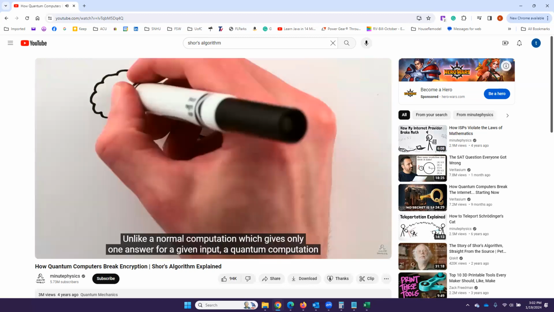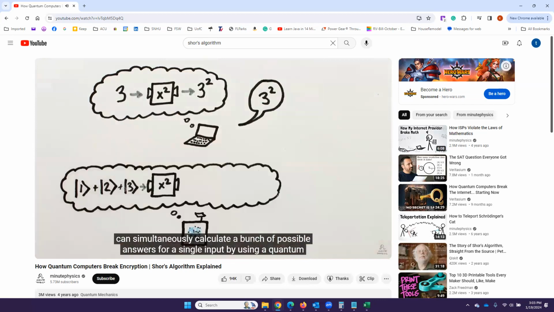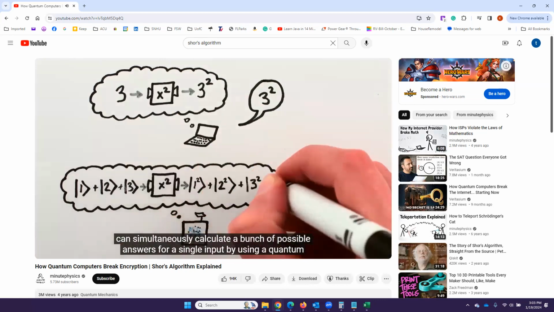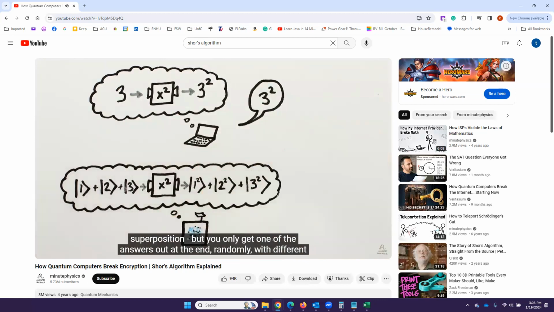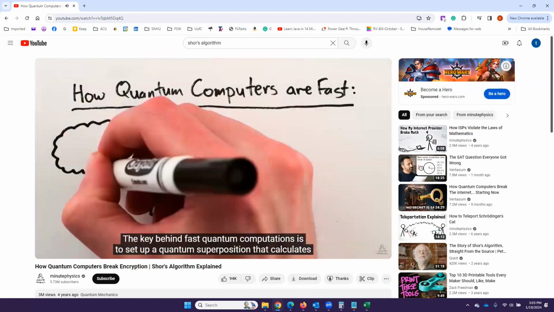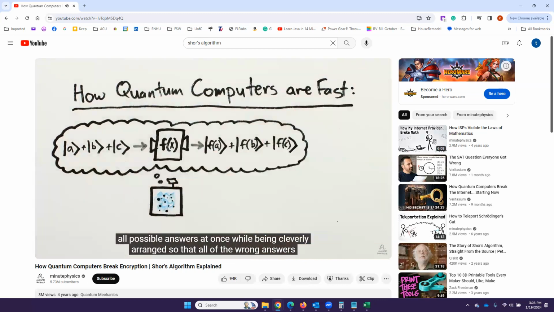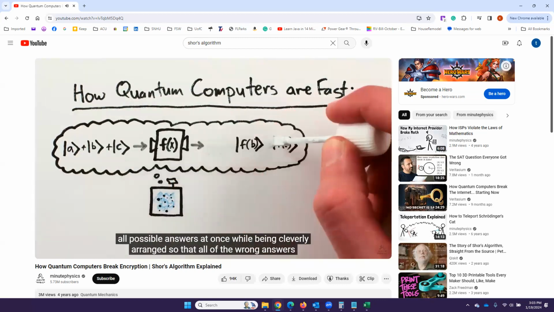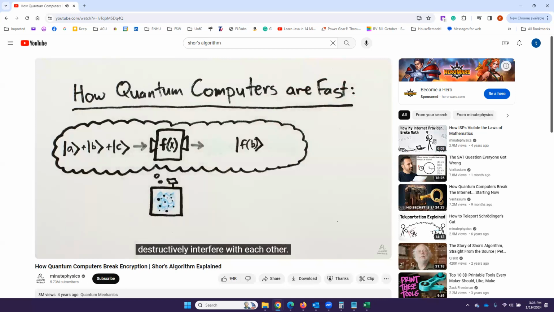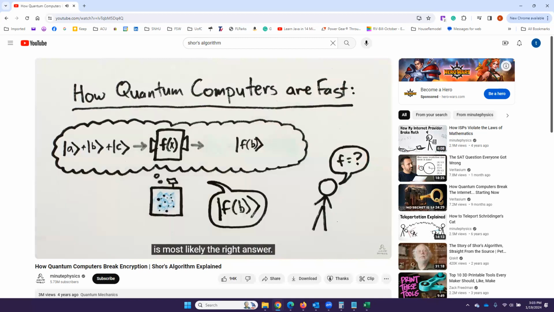Unlike a normal computation, which gives only one answer for a given input, a quantum computation can simultaneously calculate a bunch of possible answers for a single input by using a quantum superposition. But you only get one of the answers out at the end, randomly, with different probabilities for each one. The key behind fast and reliable quantum computations is to set up a quantum superposition that calculates all possible answers at once, while being cleverly arranged so that all of the wrong answers destructively interfere with each other. That way, when you actually measure the output of the calculation, the result of your measurement is most likely the right answer.